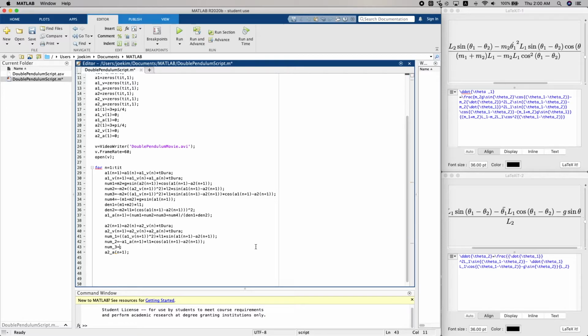And now let's look at our final term in the numerator. That's really easy. It's just going to be minus g times sine of angle 2. And again, we need the n+1's term. Alright, so now, finally, our A2, the angular acceleration of angle 2, would be something divided by L2, and that something is going to be the sum of the numerators, so numerator 1, numerator 2, numerator 3. And now that's it. We have our angular acceleration of angle 1 and angular acceleration of angle 2.